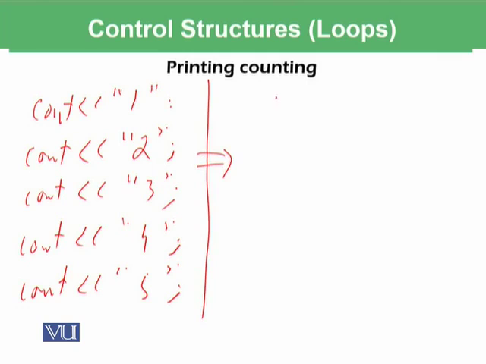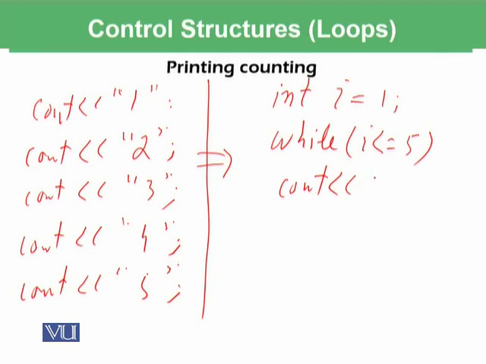You say int I is assigned 1, while I is less than equal to 5, Cout I, and I is assigned I plus 1. And as these are two statements, we need to write them in curly brackets. Such a loop was also discussed in one of the previous modules, how it executes.